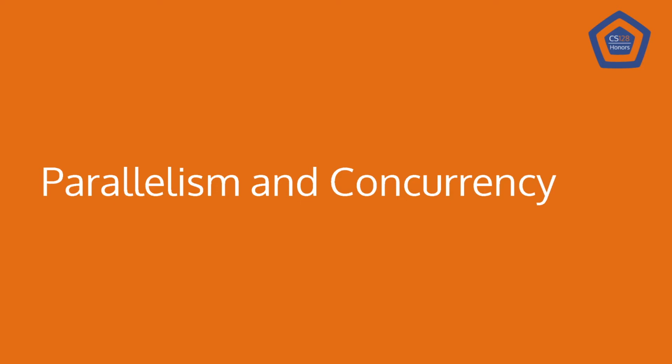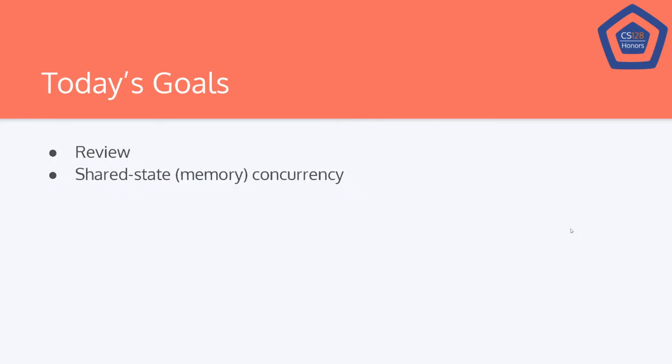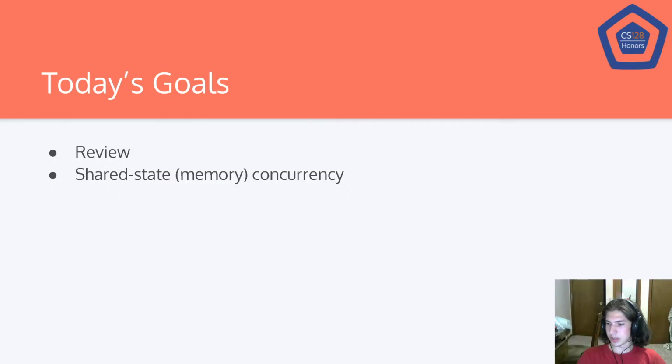Today we'll be finishing our discussion on parallelism and concurrency, and without further ado, we'll go ahead and get started. The topics for today are first to review, and then we'll discuss shared state concurrency, which will contrast a lot with message passing concurrency, or concurrency by passing messages through the channels that we just learned about. This is actually going to be our last lecture on parallelism and concurrency.